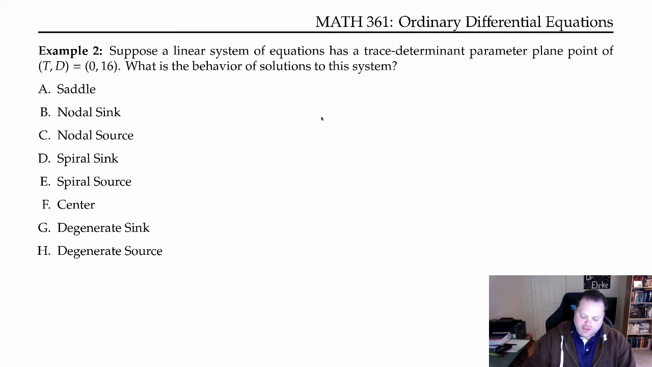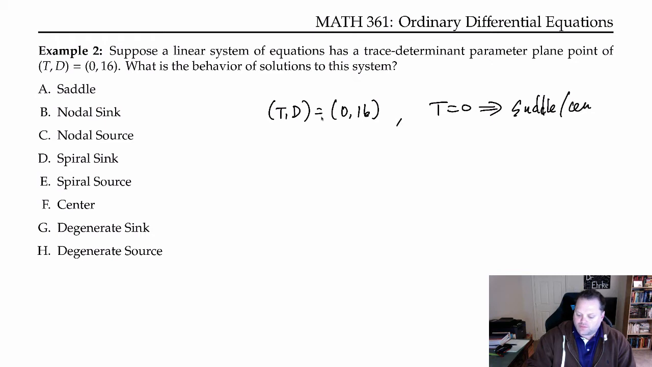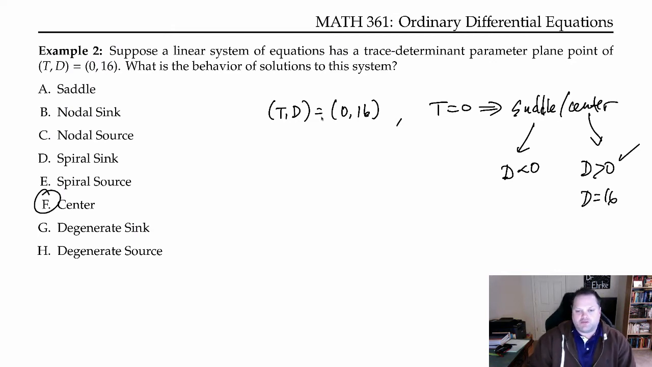This one's actually pretty easy. If I know the trace determinant is, let's say, 0, 16, then I automatically know that my trace is 0, which implies that I'm either a saddle or a center. I'm a saddle if my determinant is negative. I'm a center if my determinant is positive. Well, it's got to be a center because the determinant here is 16. So we do have a center behavior for this one. Really easy. If it had been 0, negative 16, it would be a saddle.